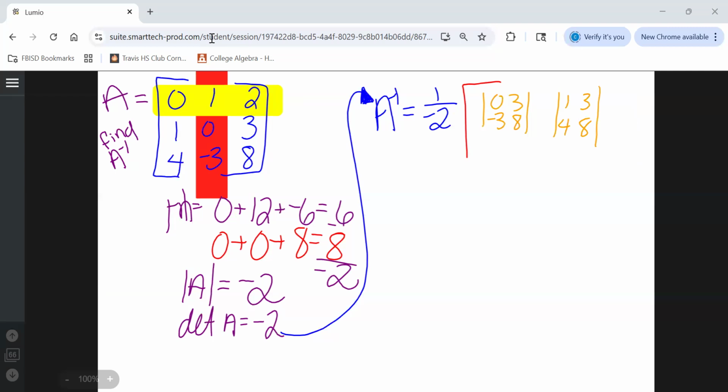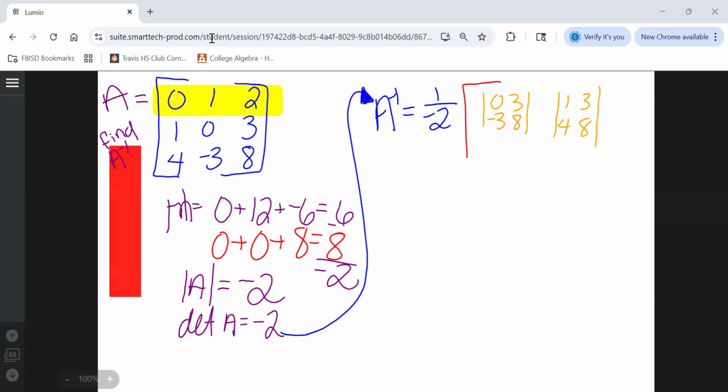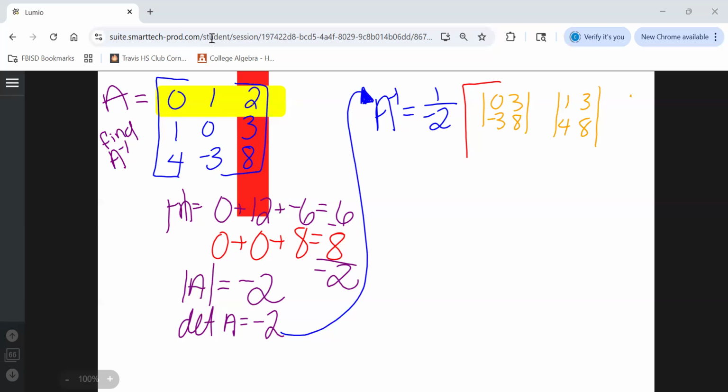Then I'm going to do the same thing with the next piece. So I'm looking for the top right-hand side. So over here at the original top right-hand side, I have a 2 in that place. I'm going to cover up the row, cover up the column. And every piece that I'm left with, that's what I'm finding the determinant of. So I have 1, 0, 4, negative 3.